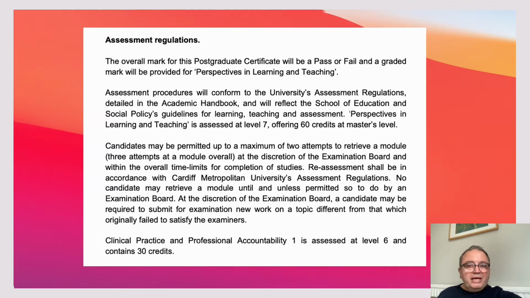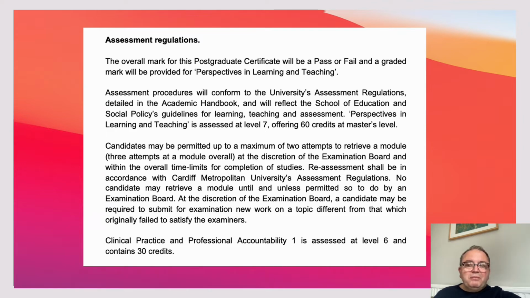Now, this is a pass or fail course. You won't get graded, and if you fail an assignment, there are structures in place to allow you to resit. Now, the same applies with placements. However, you will be supported throughout the course to try to ensure that this isn't necessary.